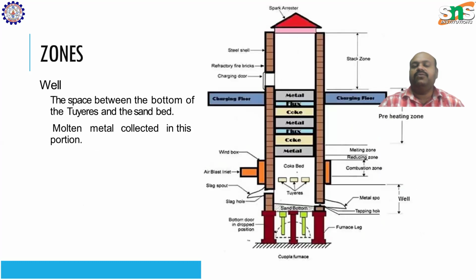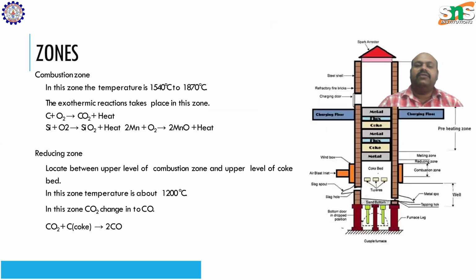So what are the different zones we have? We'll discuss them one by one. The space between the bottom of the tuyeres and the sand bed, where molten metal is collected, we call the well. Then we have the combustion zone. In this zone, the temperatures are around 1540 to 1870 degrees centigrade. Exothermic reactions take place in this zone. Carbon plus oxygen combines to form CO2 plus heat, and this heat is utilized in melting the metals.